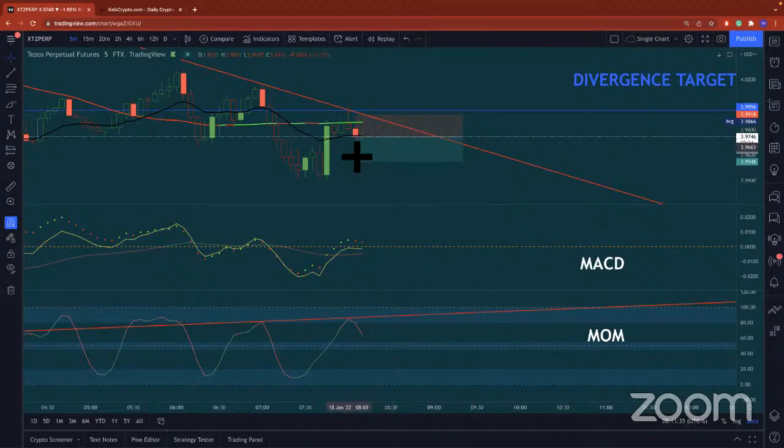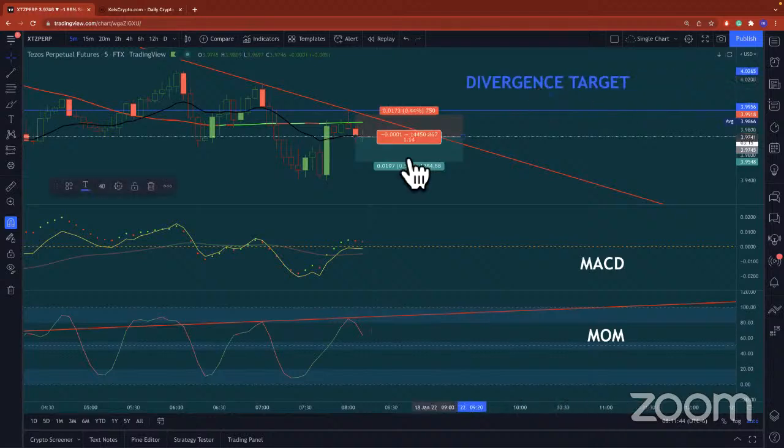The only reason I would not take that position is because the candlestick itself has a pretty deep wick at the bottom. That means that this divergence target is still trying to pull the price action up to it. So I wouldn't take that position.